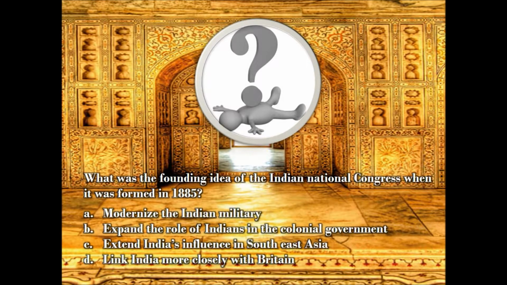What was the founding idea of the Indian National Congress when it was formed in 1885? A. Modernize the Indian military. B. Expand the role of Indians in the colonial government. C. Extend Indians' influence in Southeast Asia. D. Link India more closely with Britain. The answer is B. Expand the role of Indians in the colonial government.